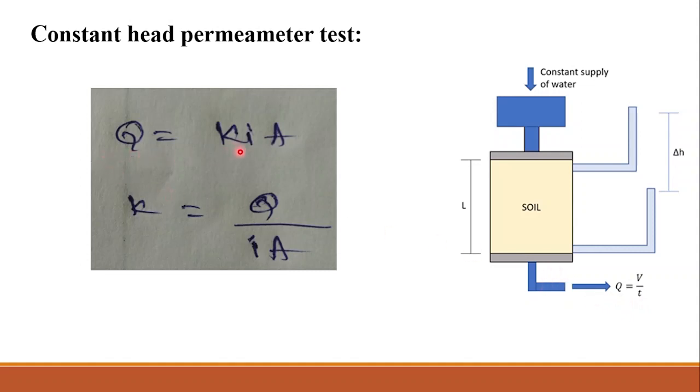Then here you can see i is nothing but the hydraulic gradient, the change in head divided by the length of the soil specimen. This value also you know, and you also know the area of the soil specimen, the apparatus area. By all these values you can find K, that is the permeability of soil. By doing this procedure you can get the permeability of soil. This is about the constant head permeability test. Remember, this is suitable only for coarse grained soils.